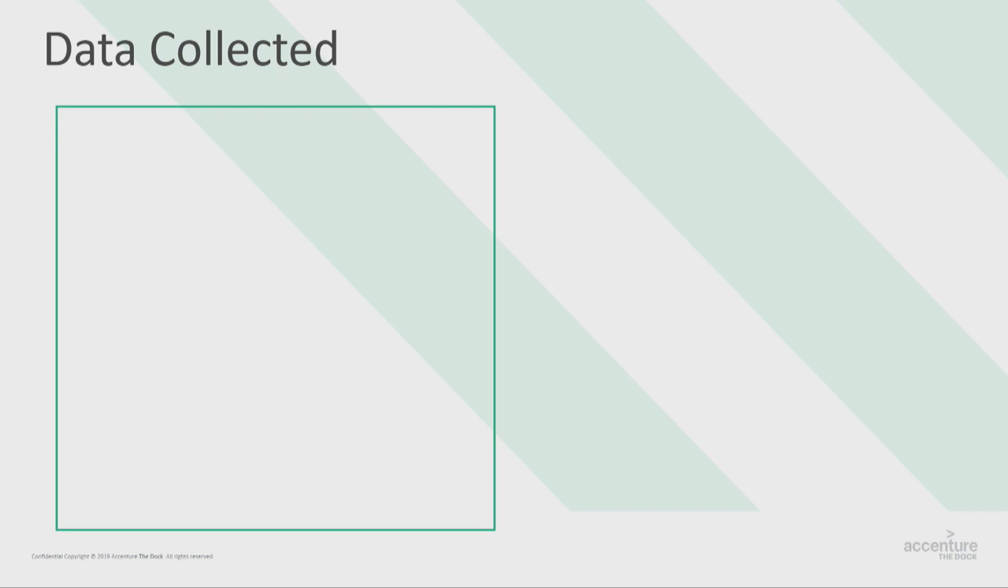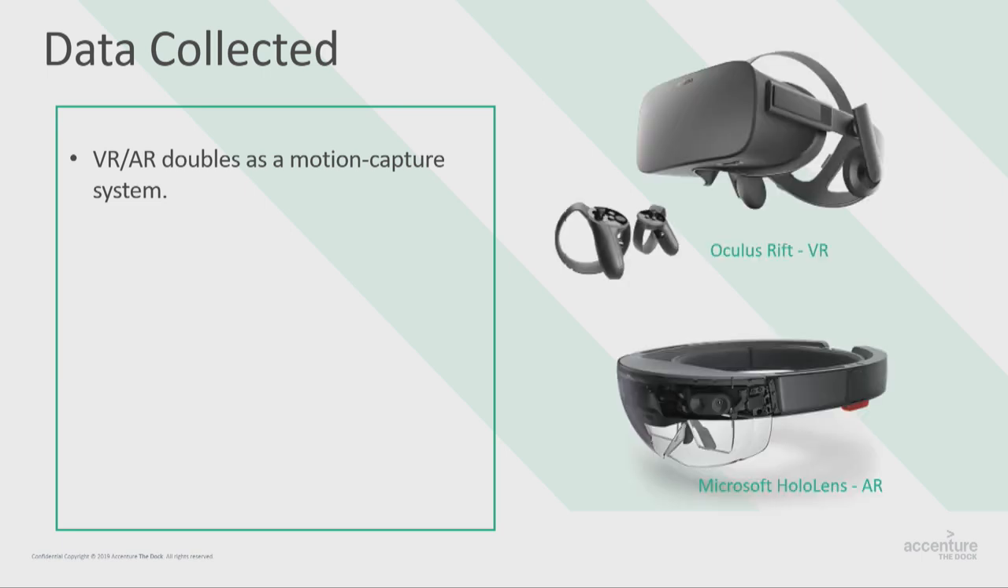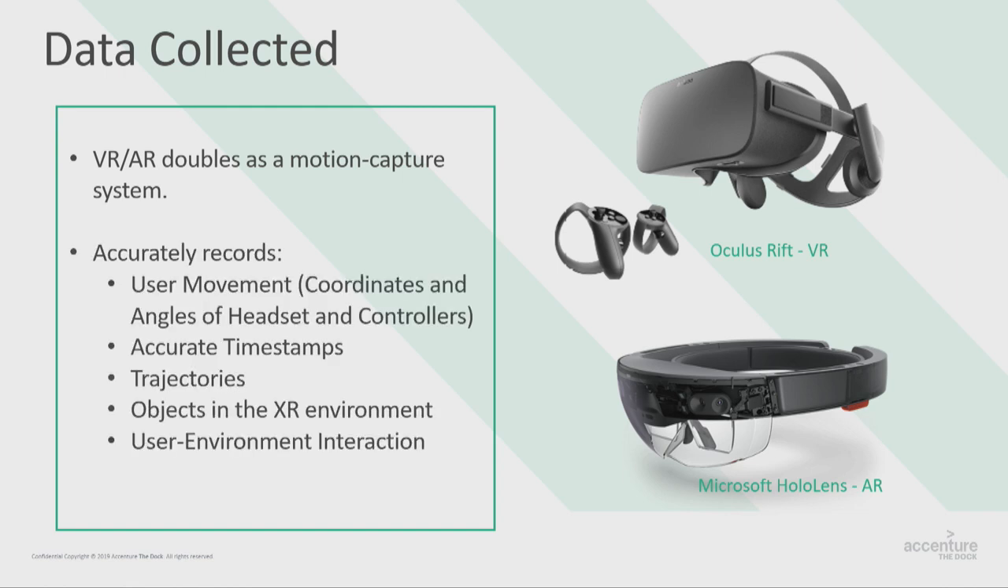The intersection between data science and AR/VR is, of course, the data. And the data that we have been dealing with is the motion data coming from AR and VR, because they do double as motion capture systems. And those were the tools that we used for our project. We used an Oculus Rift for virtual reality, which you can see has both a headset and two controllers, and the Microsoft HoloLens for augmented reality. And those systems very accurately record the movement of the user, both coordinates and angles for the headsets, timestamp, producing the trajectories, but also the objects in the XR environment and the interaction that the user has with them.